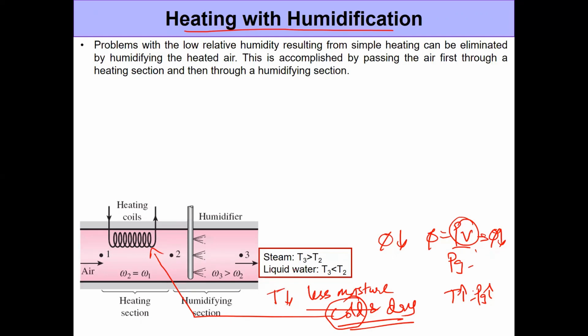Okay, so therefore we need to humidify it. We need to add some amount of moisture. So the question is, how do you add the moisture? Well, it's a pretty simple process. If you want to achieve heating with humidification, the way to do it is first you make the air go through the heating coils to achieve the simple heating part, just like we did in the previous slide. And once it's at state 2 at a higher temperature and lower relative humidity, then you send it through a humidifier. Now in the humidification section, you need to add moisture.